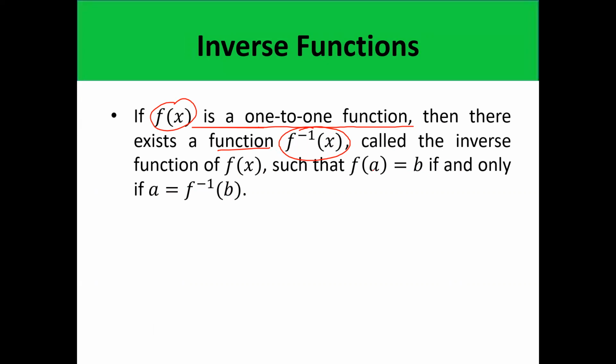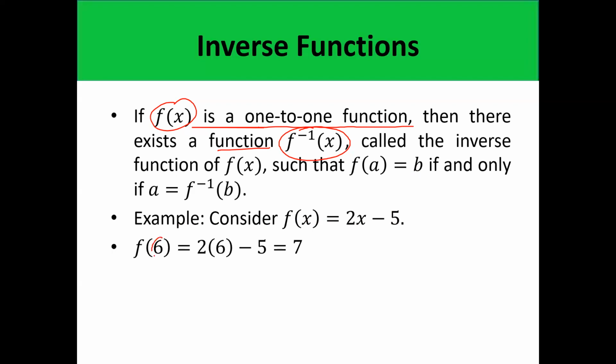So meaning the relation of f and f inverse lies on the interchanging of the x values and the y values. So for example, if we consider f of x is equal to 2x minus 5, the function value of 6. So if we substitute 6 to x here, that's going to be 2 times 6 minus 5, which is 7. Now, if we apply the inverse function to 7, the value of the inverse function of 7 must be equal to 6.